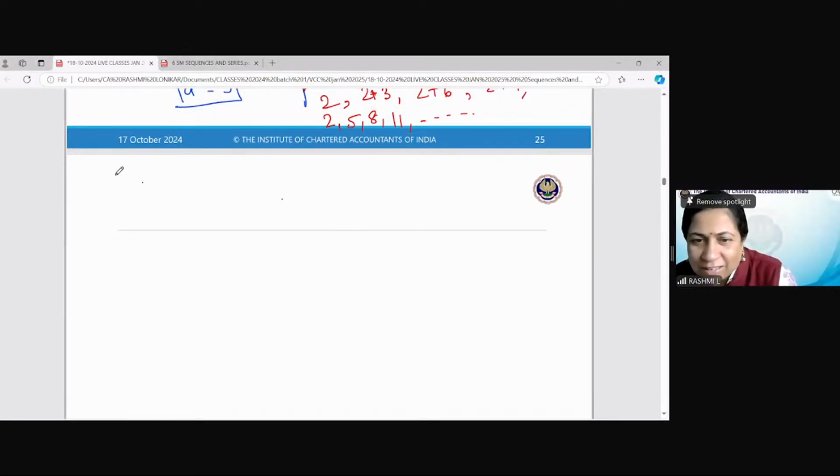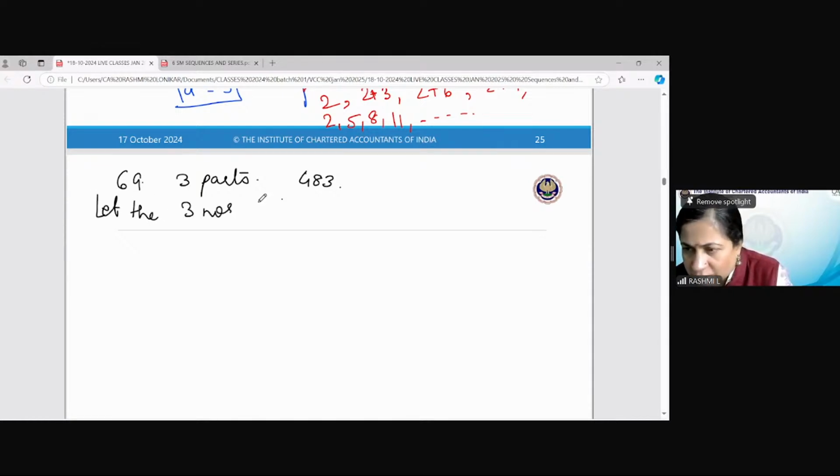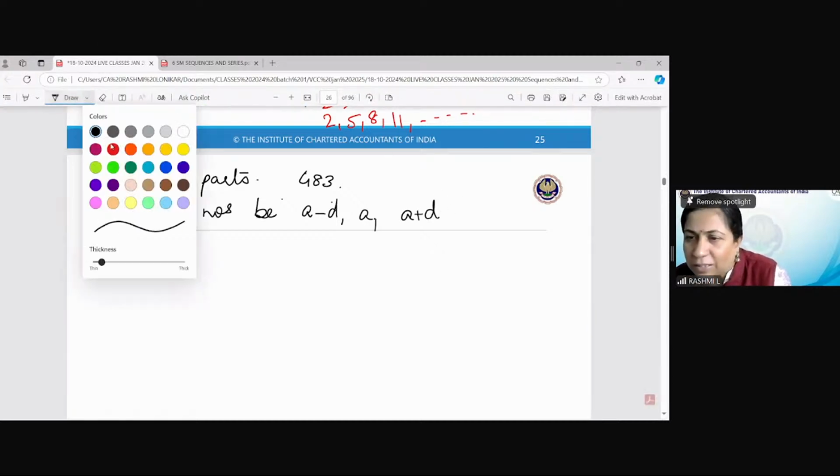Divide 69 into 3 parts. Okay, 69 into 3 parts such that the product of the first 2 parts is 483, right? Now, let the 3 numbers be a minus d, a, a plus d. Okay. Now let me check whether these numbers are in AP.